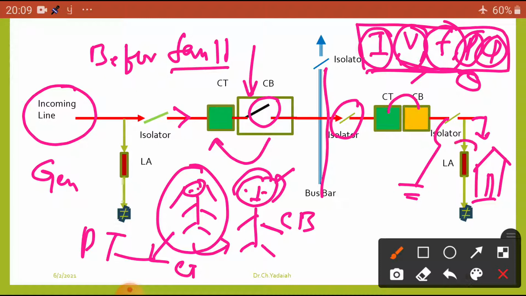Now here a lightning arrester is provided, which is just like a bodyguard to the minister. Here, who is the minister? Our transformer, a costly equipment worth lakhs of rupees. We are going to protect it. So lightning arresters are provided on either side, the primary side and the secondary side.